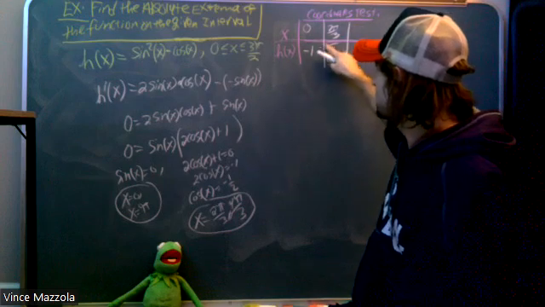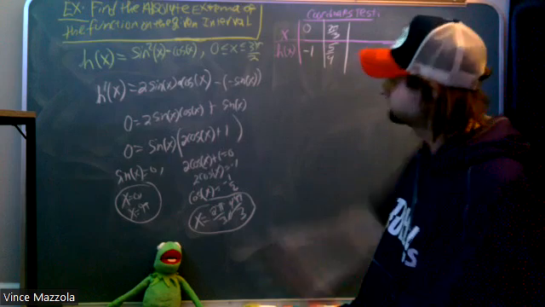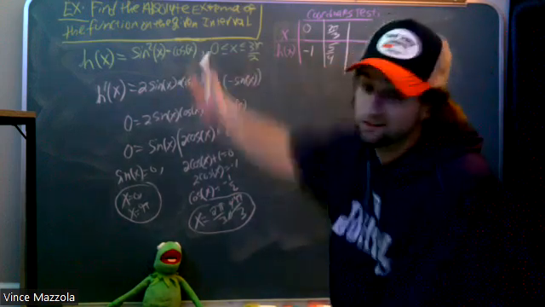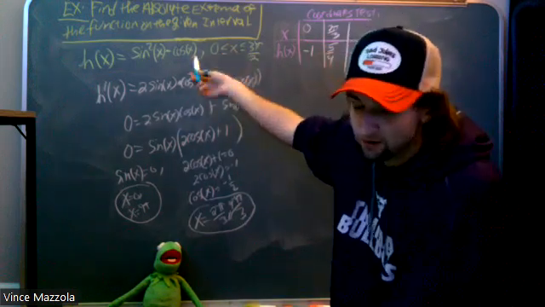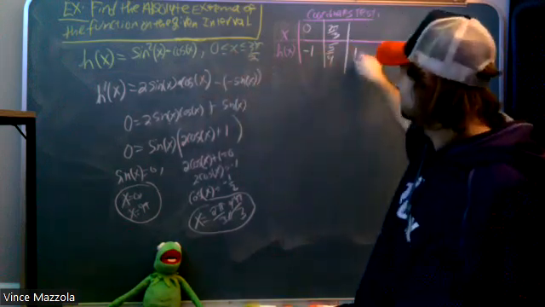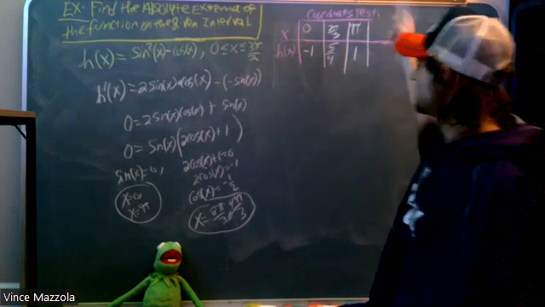Okay, so positive 5/4. So plugging in pi. Sine of pi is 0, so sine squared of pi is still 0. And then minus cosine of pi is -1, so minus -1 is +1. So now you got good old pi, 1.